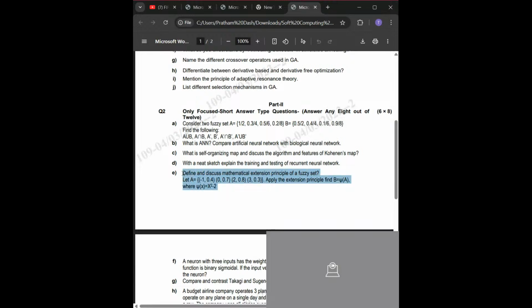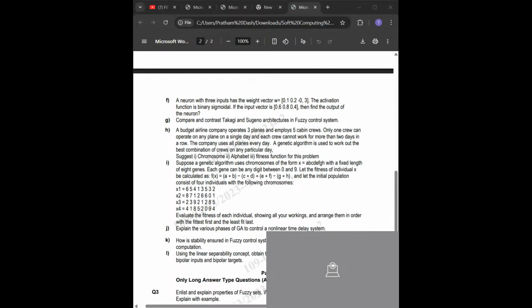Okay, what is this? Define and discuss the mathematical extension principle. I don't know what that is. Find b equals what? Okay, I'm hungry. It's a lot of mathematical values. I'm going to do it another time.